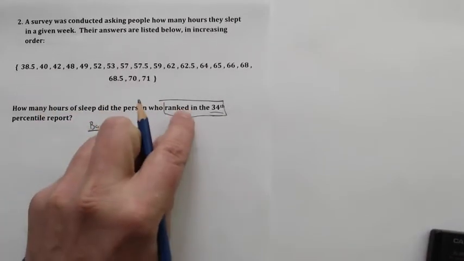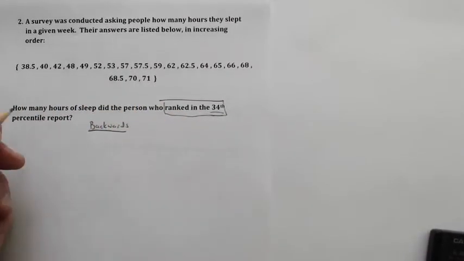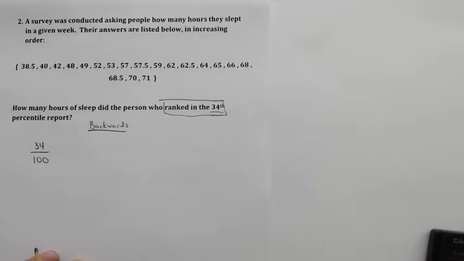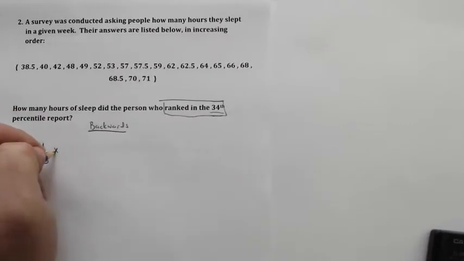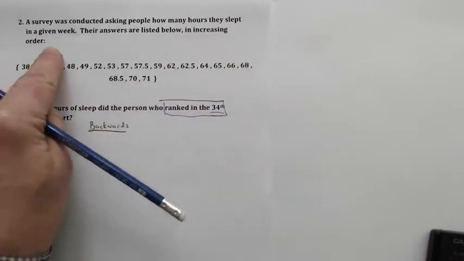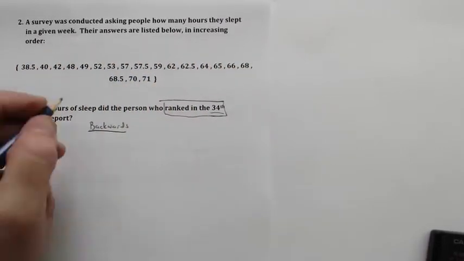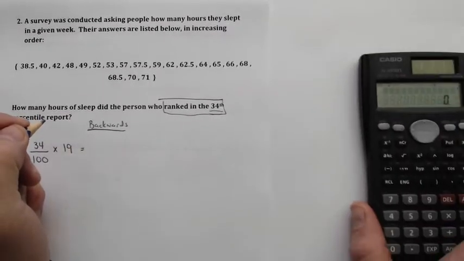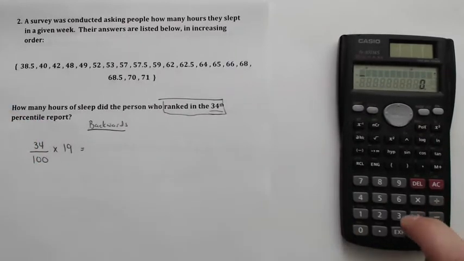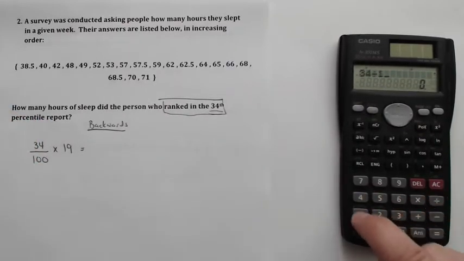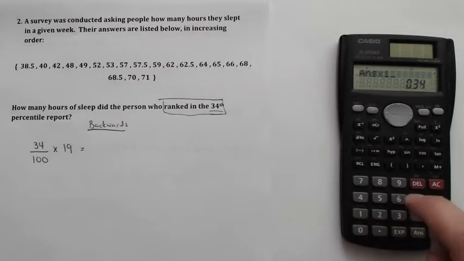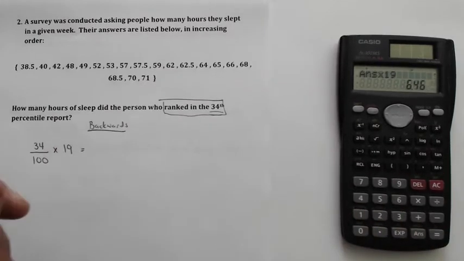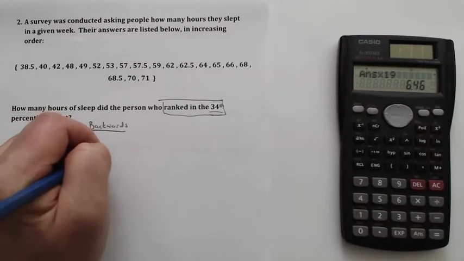All right, we've been given the percentile. So when we're given the percentile, we're going to take that percentile, 34. We're going to divide it by 100, just like we did the last time. We're going to multiply that by the total number of values. In this case, there are 19 values. And when we do that, we're going to get, I think it's 6.46. 34 divided by 100 times 19. Look at that, 6.46.